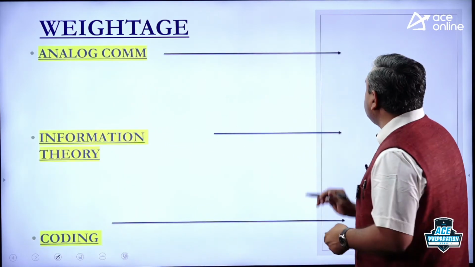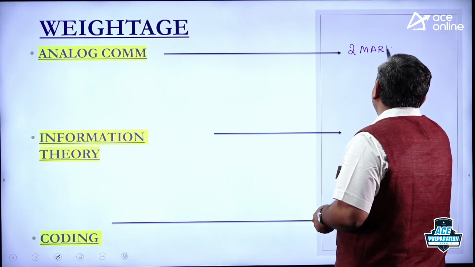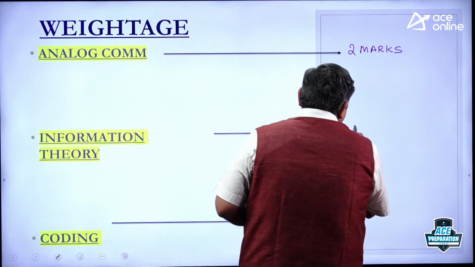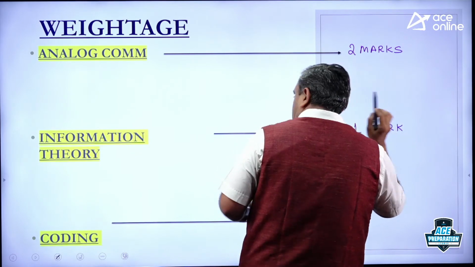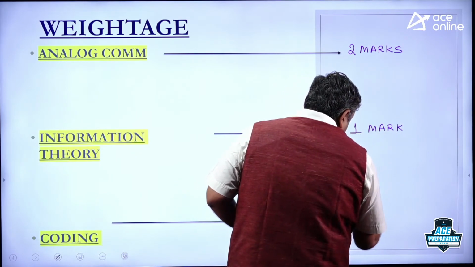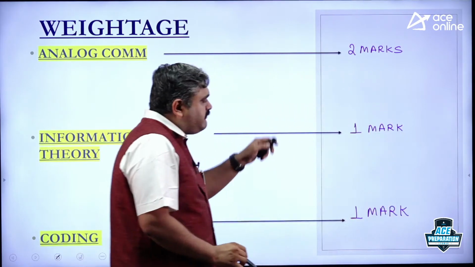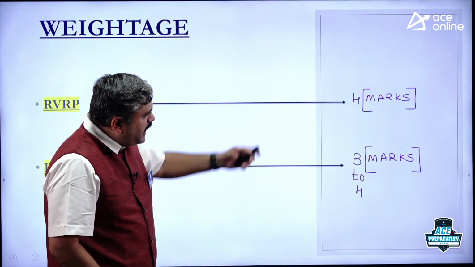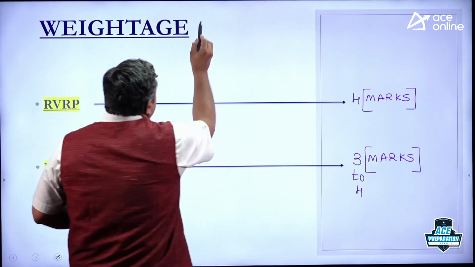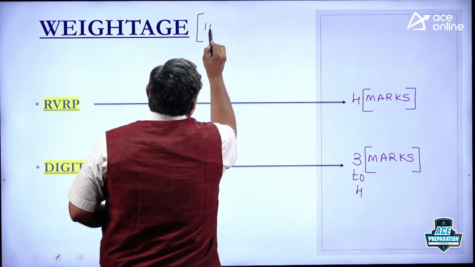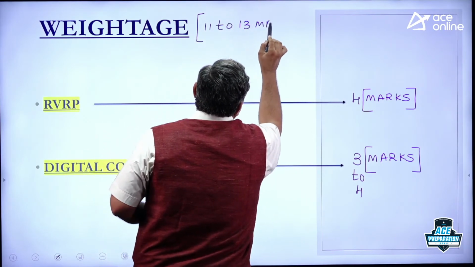Now coming to analog communication, maximum 2 marks. Coming to information theory, generally 1 mark, very rarely you will see a 2 mark. And coding also maximum 1 mark. So if you add all this, the total weightage here is 4 marks and this is 4, 8 plus 3 or 4, 11 to 12 marks. So the total weightage you have here is around 11 to 13 marks in the GATE exam.